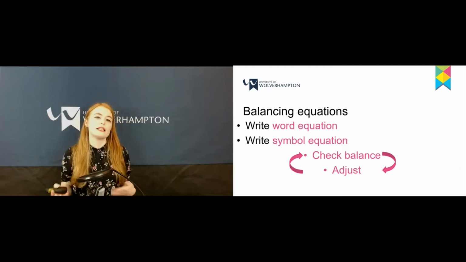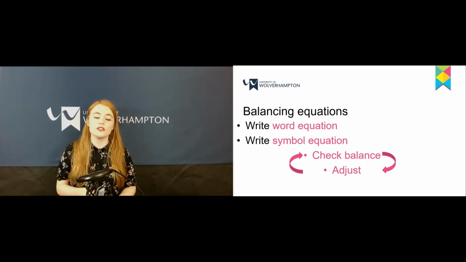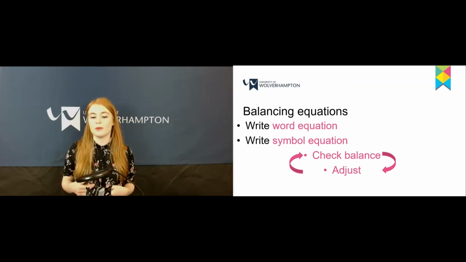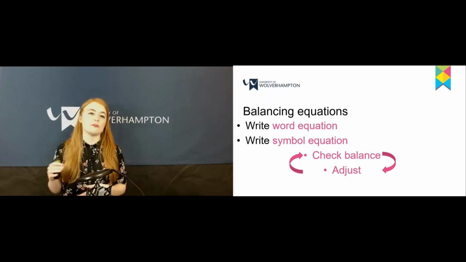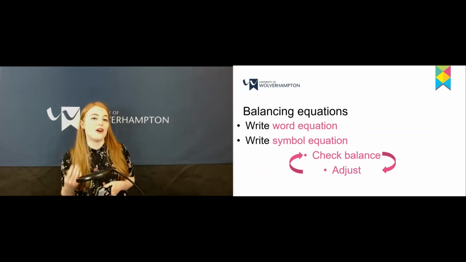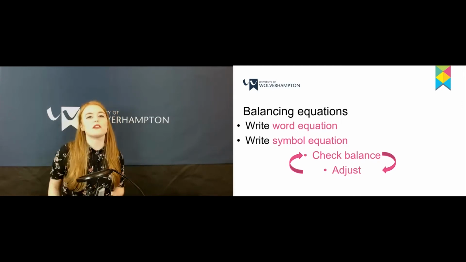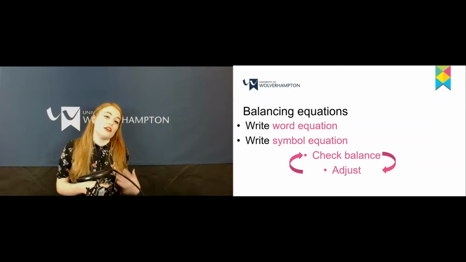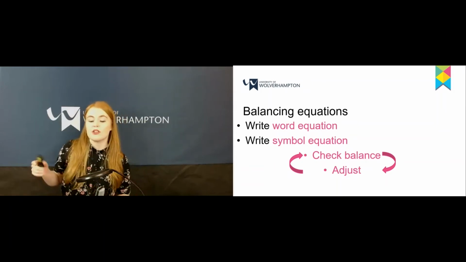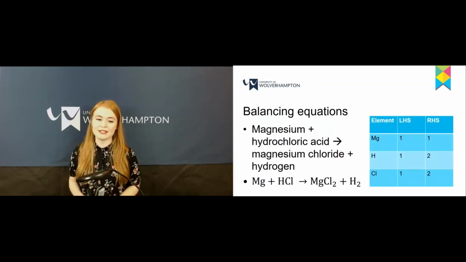So, balancing equations. The steps that we do are we write the word equation, and then from that we write the symbol equation, and then we check if it's balanced, and then we adjust. And we keep doing that until we find out that it is balanced. So just because you've adjusted it once, it doesn't mean that it's fully balanced. You adjusting it may have made something else imbalanced. So we keep checking and we keep adjusting until everything is balanced.